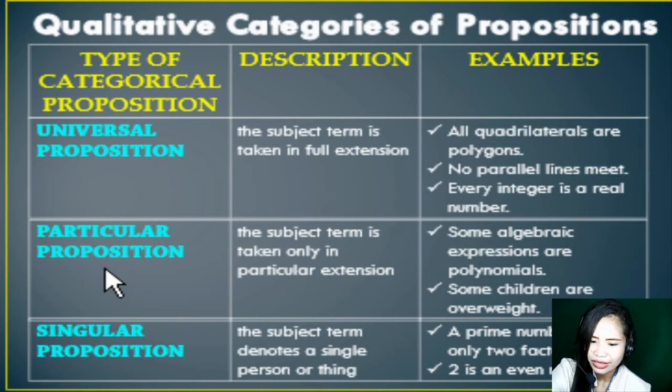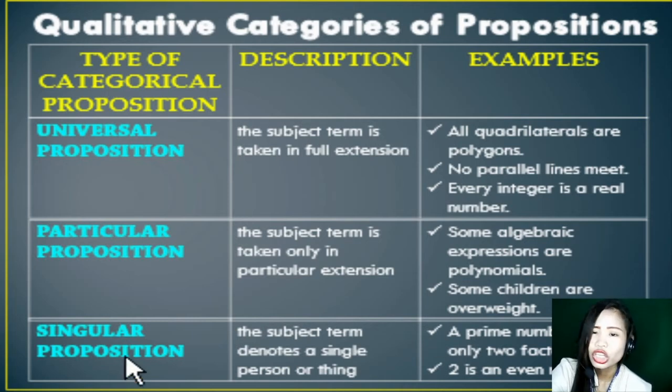How about the second, particular proposition? Here, the subject term is taken only in particular extension. For example, some algebraic expressions are polynomials. Some children are overweight. So, as you observe, only some, not all. Only a particular part or particular number is involved.